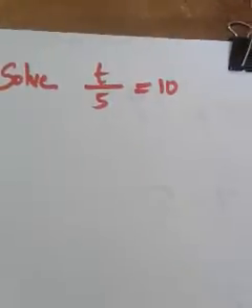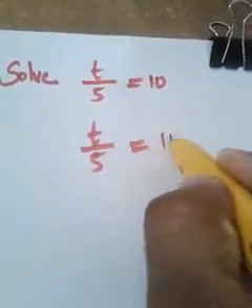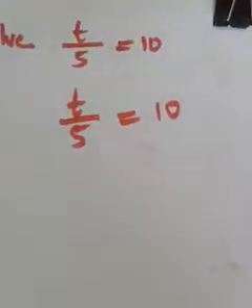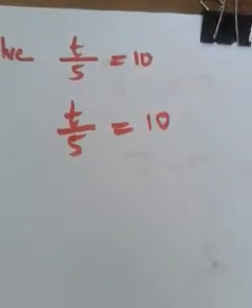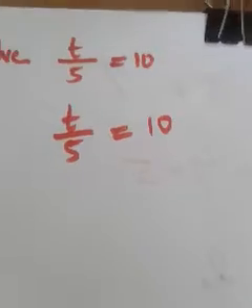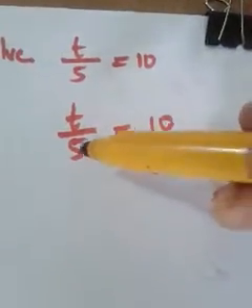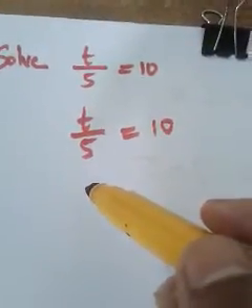How to solve this equation? Okay, in order to solve this equation, just write the question first. t by 5 is equal to 10. Okay, we have to find the value of t. Usually the variables are in the form x, y, z, I told you, but sometimes it can be any alphabet. The variables can be any alphabet, but we need only one variable at a time. Okay, so here the question is t by 5 is equal to 10. How can we find the value of t?